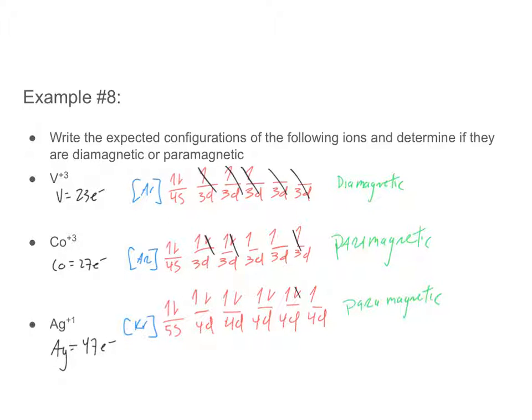And the College Board has a tendency to put at least one question on the exam, usually in the multiple choice, about diamagnetic versus paramagnetic. So just something to keep in mind.